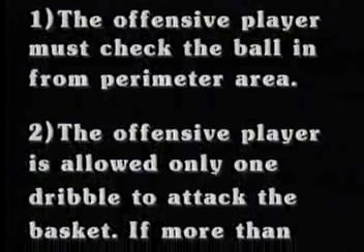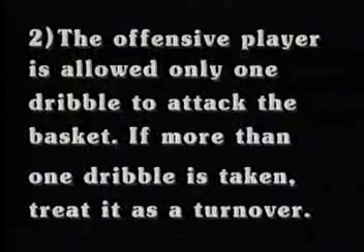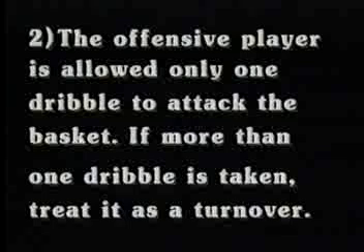2. The offensive player is allowed only one dribble to attack the basket. If more than one dribble is taken, treat it as a turnover. The purpose of this rule is to allow you to get to the basket quicker. It also helps to neutralize help side defense. If you take two or more dribbles, help side defense will be there to take an offensive charge. Learn to attack the basket quickly.